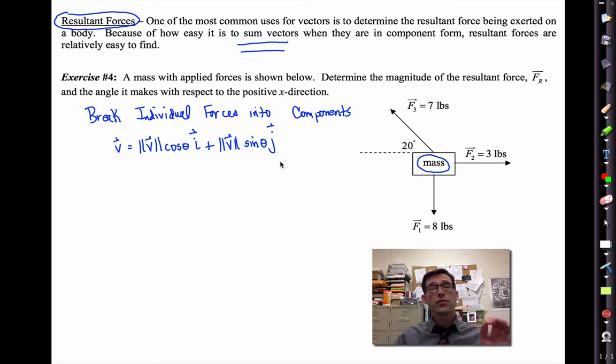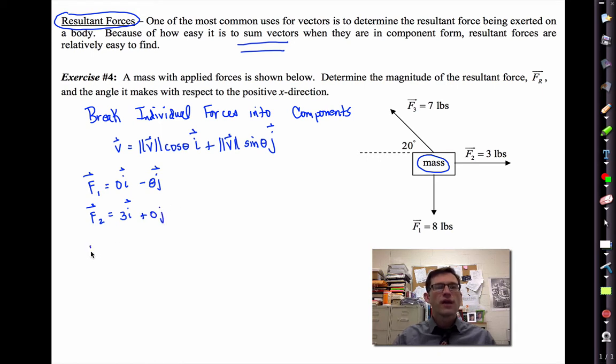Two of these three forces are actually quite easy. For instance, F1 has absolutely no horizontal component, so I'm going to write that as 0i. Now you have to be careful. Its vertical component is negative. It's pulling downward, so it's negative 8j. So that's pretty easy. Force 2 is also very simple. It's pulling strictly in the horizontal direction, in the positive horizontal direction. So it's 3i plus 0j.